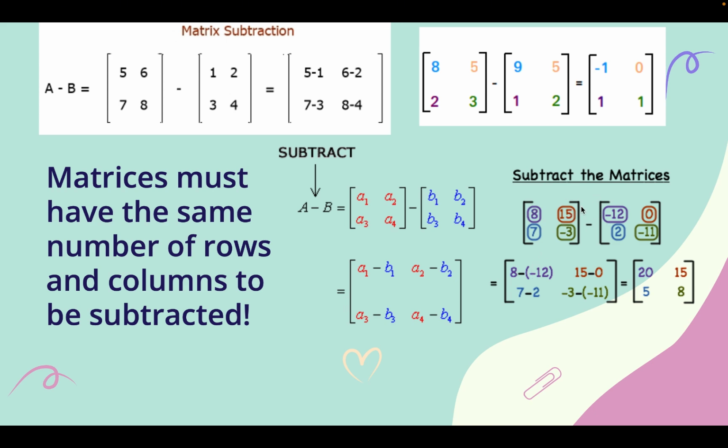Here, we would have 15 minus 0, which is 15. 7 minus 2, which is 5. And negative 3 minus negative 11, which is negative 3 plus 11, which is 8. So you would get 20, 15, 5, and 8.